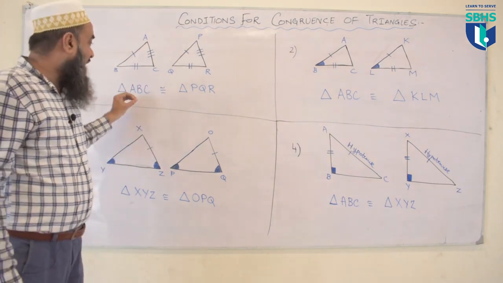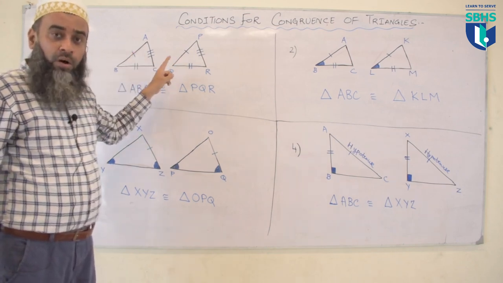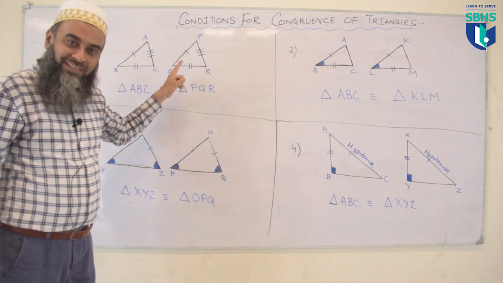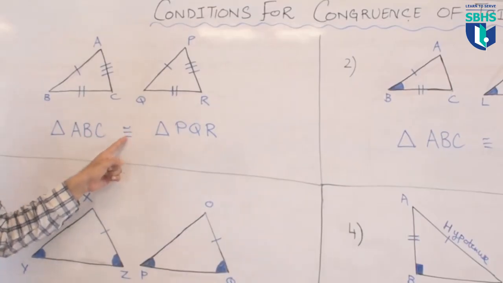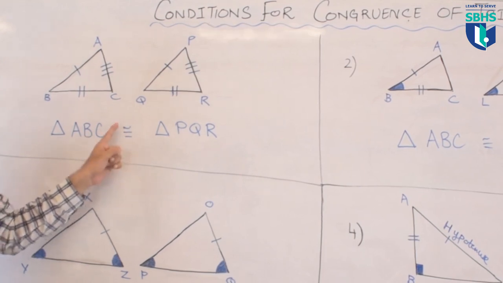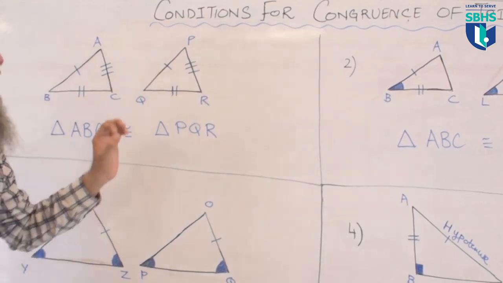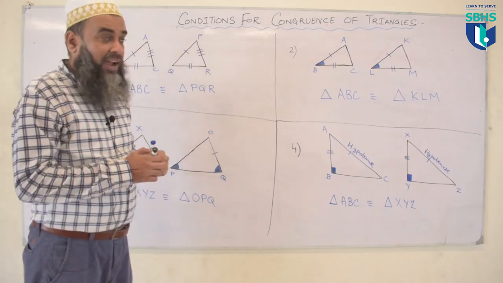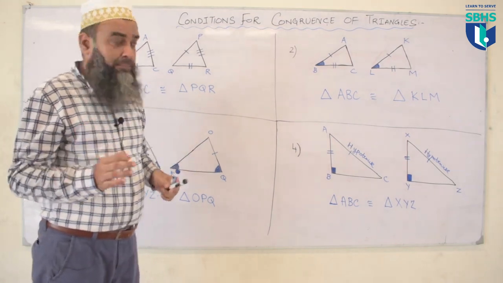So we can say that if in both triangles all the three pairs of corresponding sides are congruent, then both the triangles are also congruent. This is the symbol of congruence. So both are congruent. Now we want to figure out the theorem behind the first condition.